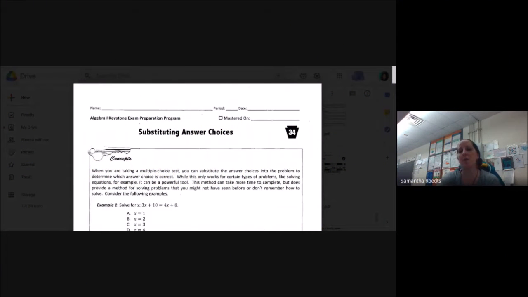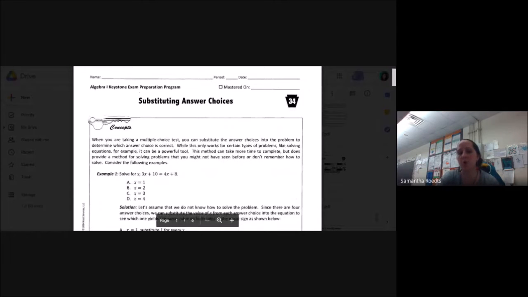All right, this is lesson 34, substituting answer choices. So the idea behind this is when you're taking a multiple choice test, you can substitute the answer choices into the problem to determine which answer choice is correct.